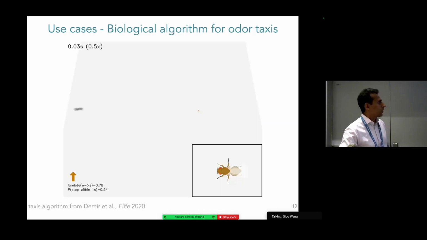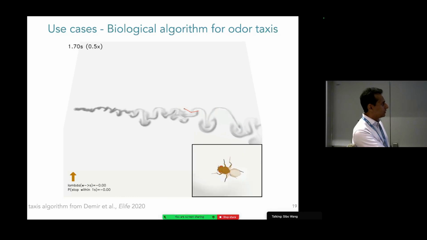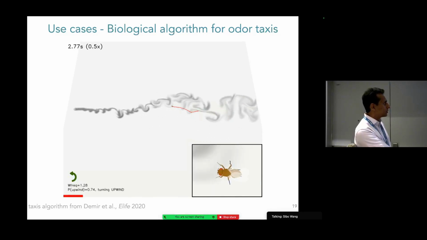Two more cases that were more biologically realistic. This is an algorithm that's derived from Demir et al., eLife, where we have our fly walking through an odor plume trying to get to the odor source. You can see a zoom in of what the fly is doing as it's trying to reach the source here.